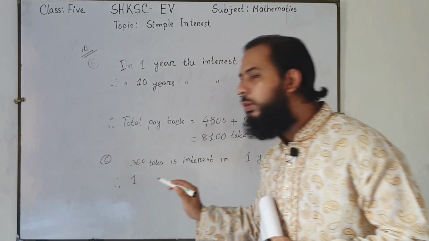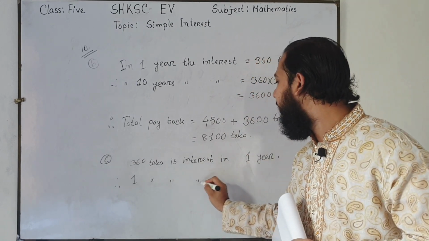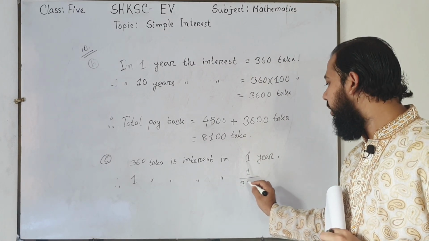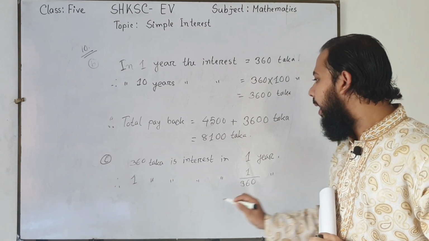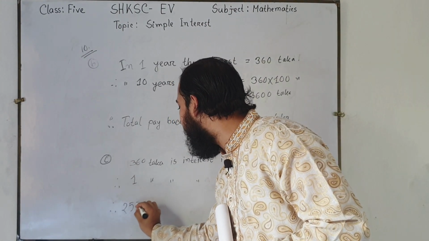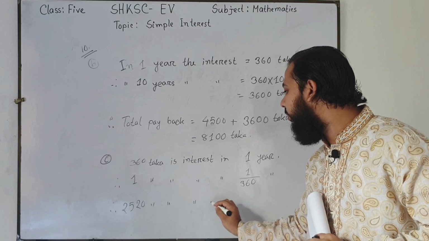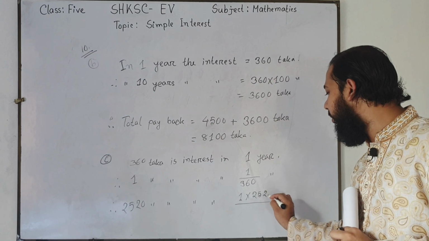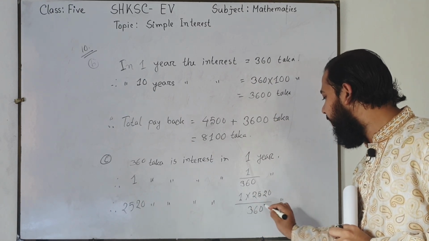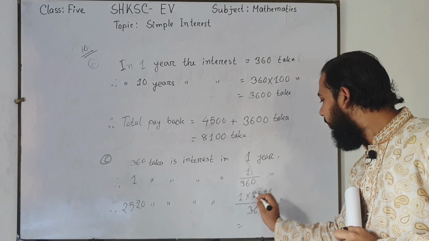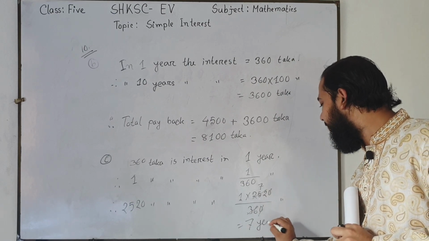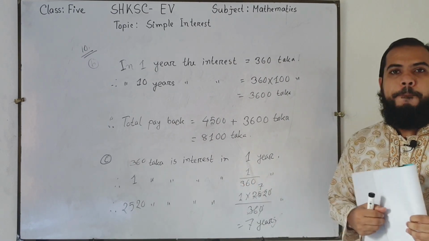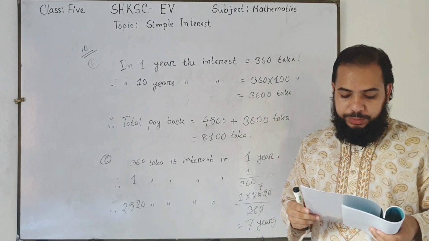Therefore, we do the unitary method. 1 taka is interest in, it will be divided by, years. And if 2,520 taka is the interest, so 2,520 taka will be interest in, if we just do the unitary method, we'll get the answer as 7 years, which completes our answer number C. All right, I hope you understand very well. Now we move on to our next question.